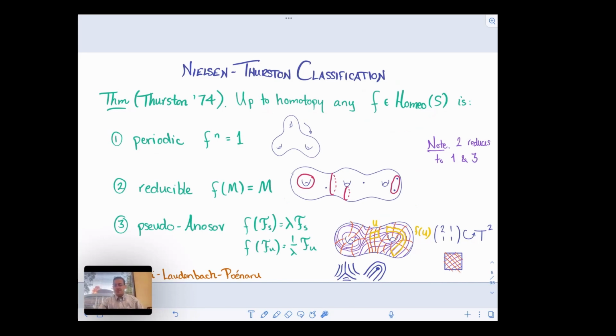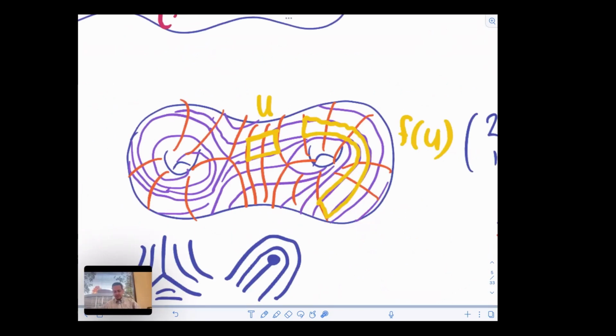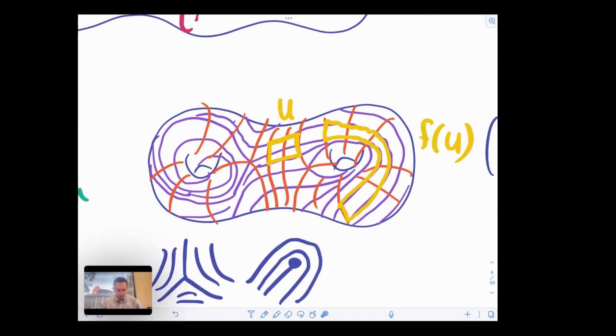Number two is reducible. Reducible means there's a collection of simple closed curves, these curves here, that are fixed by the homeomorphism. So I'm starting with a homeomorphism, and I'm replacing it with a homotopic one that has one of these properties. The last one is the most complicated to state, but it's not so complicated. It's called pseudo-Anosov, and it means that there are two foliations on the surface, like here. The foliations are the purple one and the other color, salmon or something.